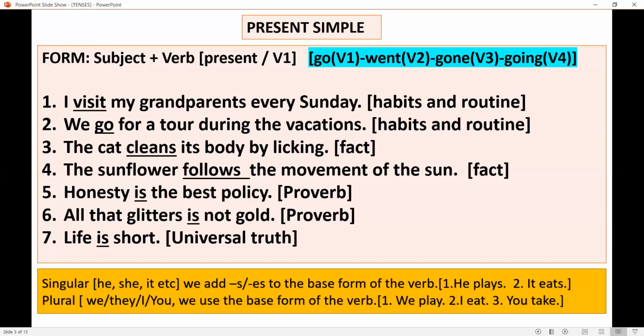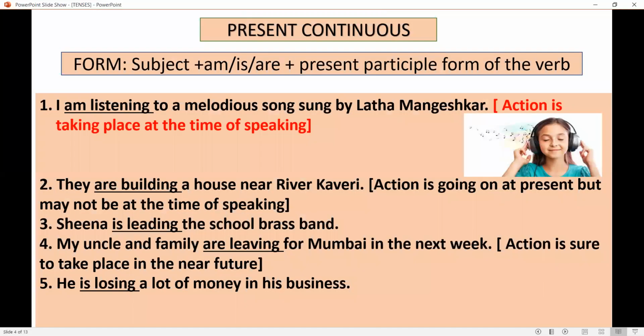If it is plural, and I and you, we use the base form of the verb, like we play, I eat, you take, etc. I hope you understood the usage of present simple tense. Let's move to present continuous.